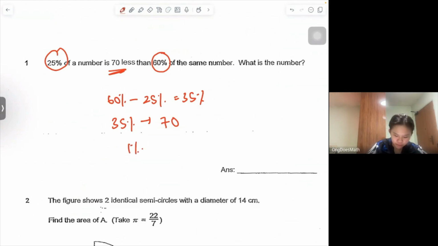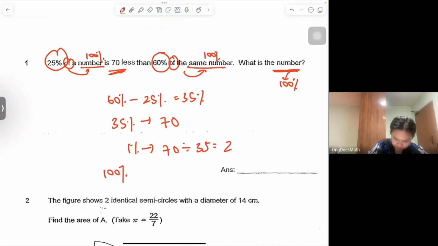So 1% will just be 70 divided by 35, which will give you 2. What is the number? The number will always be 100%, because it's the original. To find the number, you just have to find 100%, which is 2 times 100. So you should get 200.